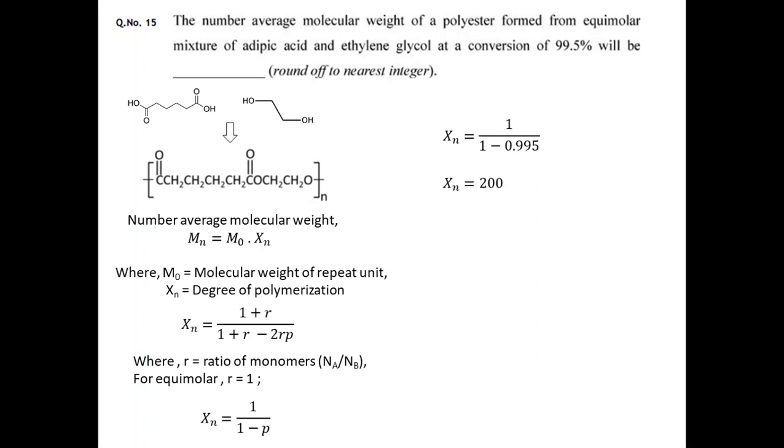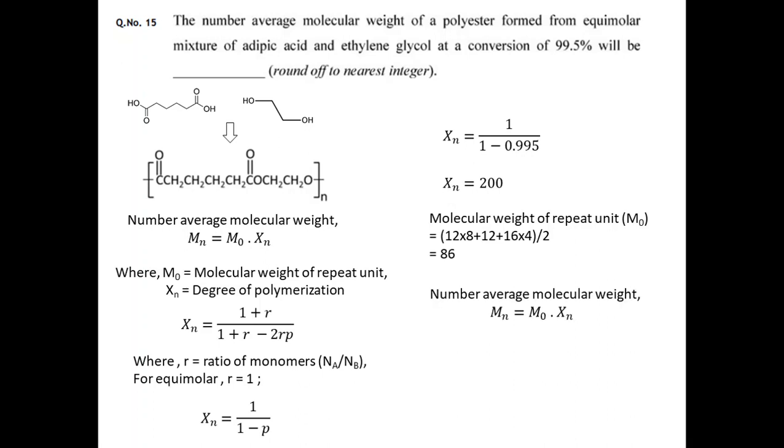To calculate molecular weight of the repeat unit, we can simply add the atomic weight of all the atoms and then divide it by 2. The molecular weight of the repeat unit is 86. As we know degree of polymerization and molecular weight of the repeat unit, we can calculate number average molecular weight of polymer by simply multiplying the two. The answer is 17,200 gram per mole.